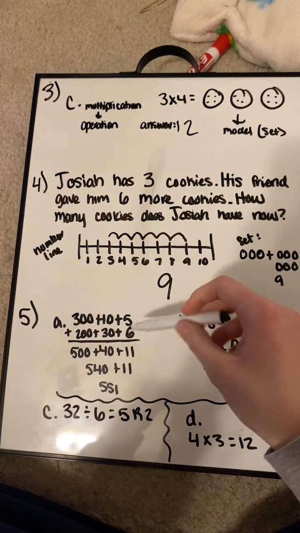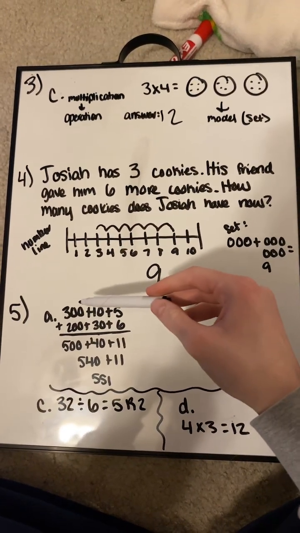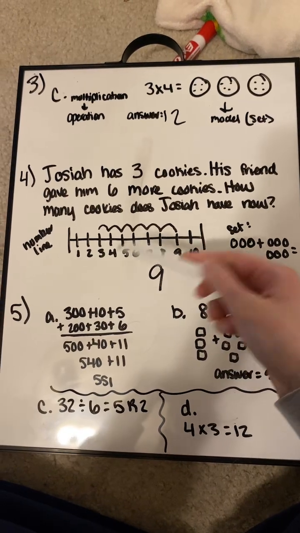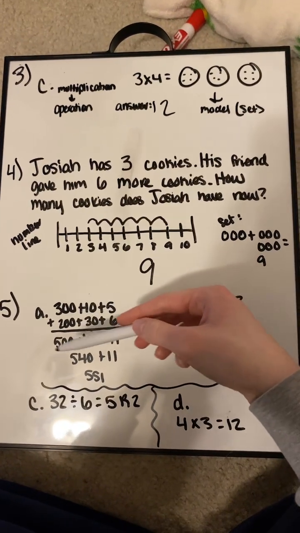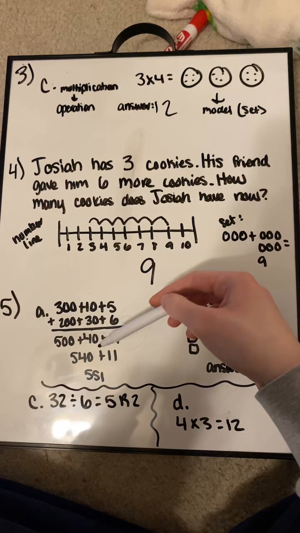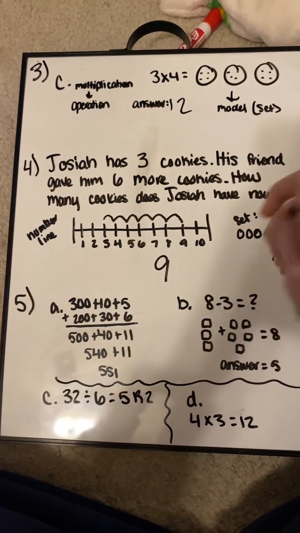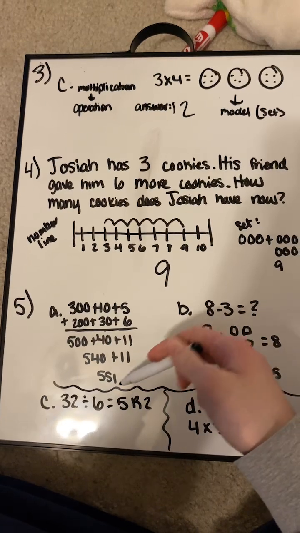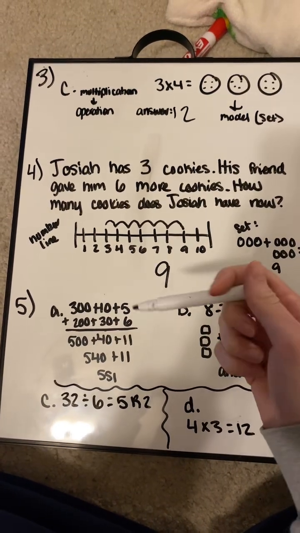For 5A, I had to add all the flats and the longs and the units. So you add 300 plus 200 is 500, 10 plus 30 is 40, and then 5 plus 6 is 11. Then you keep adding, so 540 plus 11, and then I got 551. That's how I did multiplication.